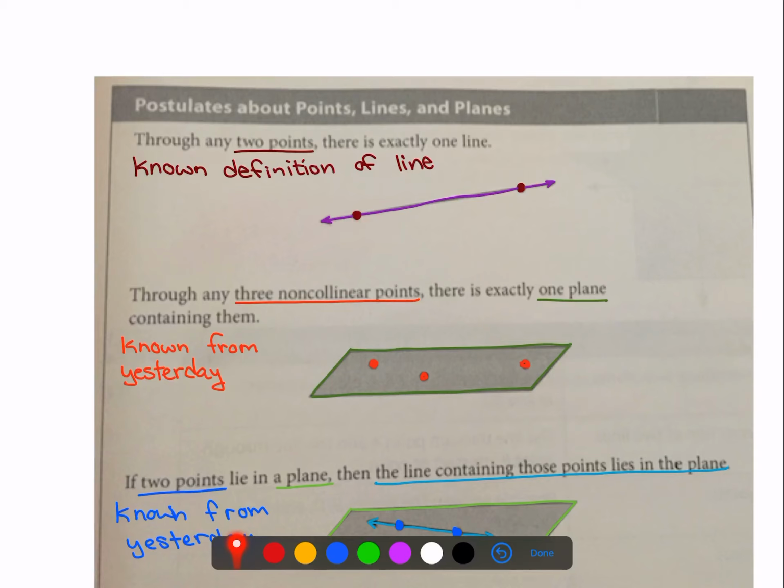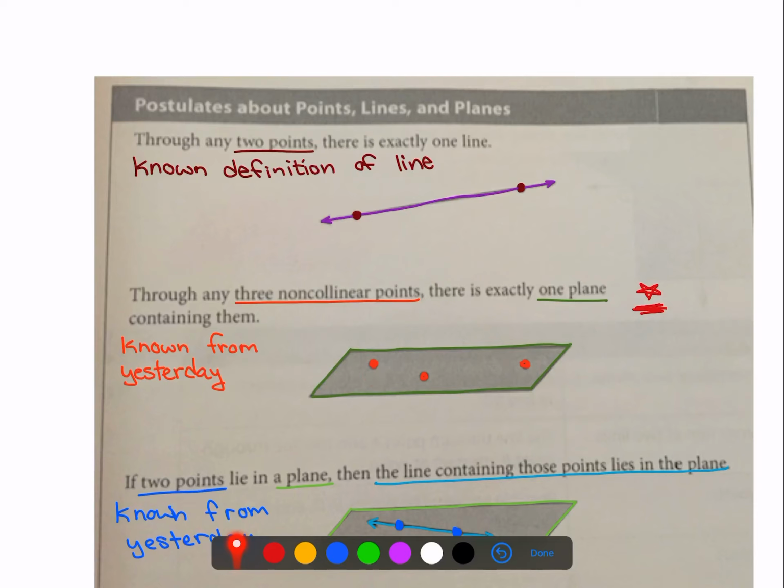The next definition that we know is about planes. We went through this in our last video. That definition is through any 3 non-collinear points, meaning those 3 points do not lie on that line. They don't lie on the same line. Through any 3 non-collinear points, there's exactly one plane. So that's going to be a very key point for us today. We're going to talk more about this later on when we get to a couple different problems, but that's a very key point here.